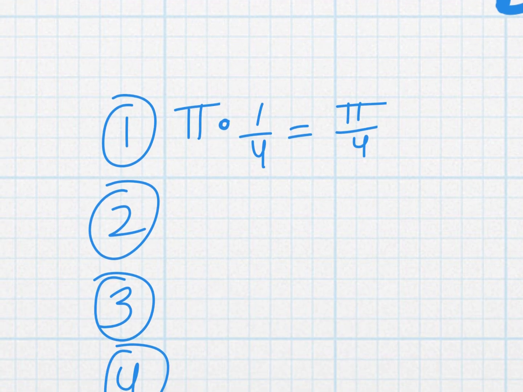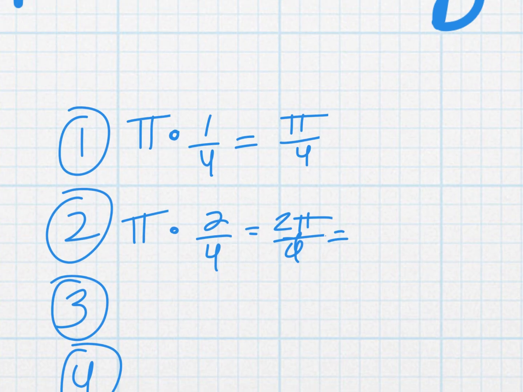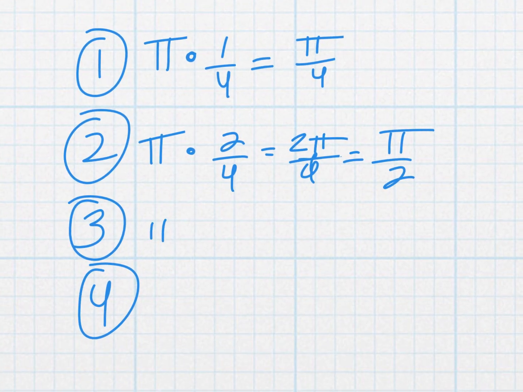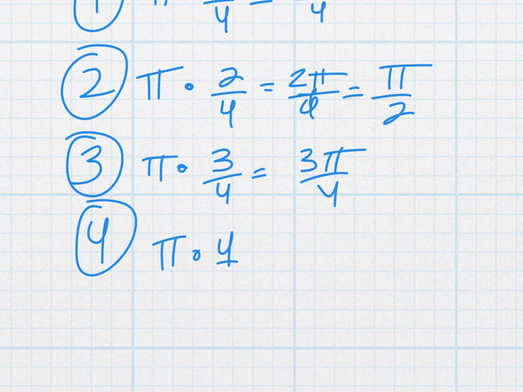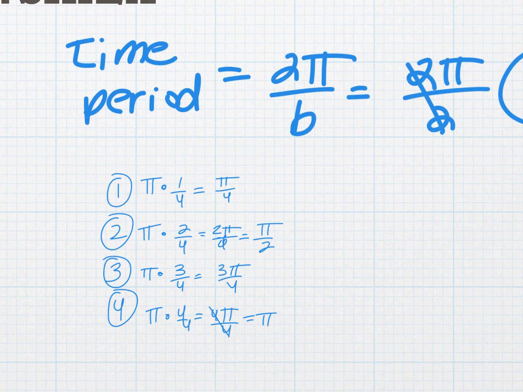Good. To find the second one, I'm going to take my time period and I'm going to multiply it by 2/4. If you want to say 1/2, that's fine. I'm just showing you each fourth. So I get 2 pi over 4, which equals what? Pi over 2. Perfect. Then I'm going to take my time period and multiply it by 3/4 because I've got to find the third tick mark. What does that give me? 3 pi over 4. Good. And then I'm going to take my time period and multiply it by 4/4, which gives me 4 pi over 4, which simplifies to pi, which, guys, should always be what you end with, right?